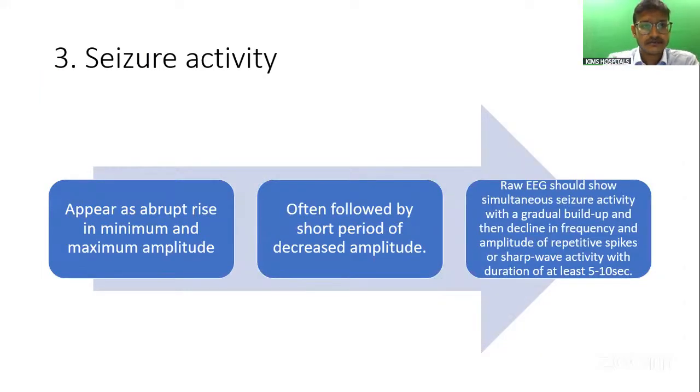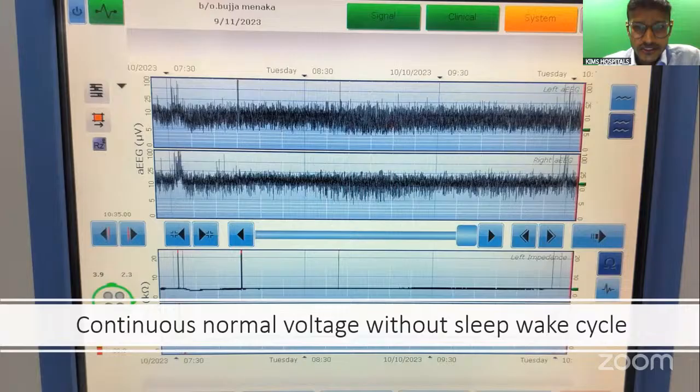And the third is the presence or the absence of seizure activity. Seizure activity can be seen as an abrupt rise in both the minimum and the maximum amplitude, and it is usually followed by a short period of decreased amplitude. But while interpreting any seizure activity, the raw EEG should always be taken into consideration. So let's see how exactly this looks.